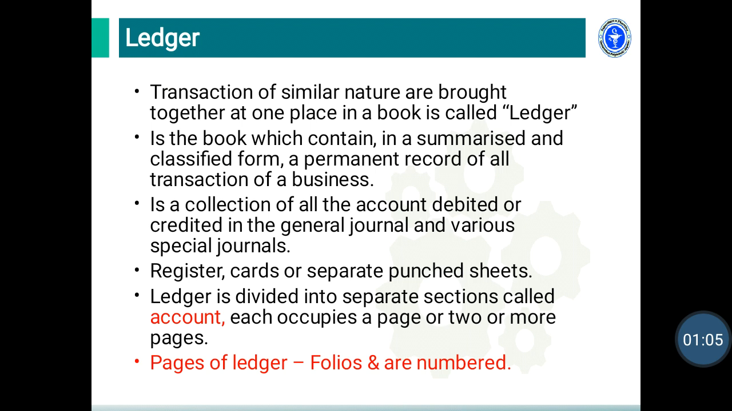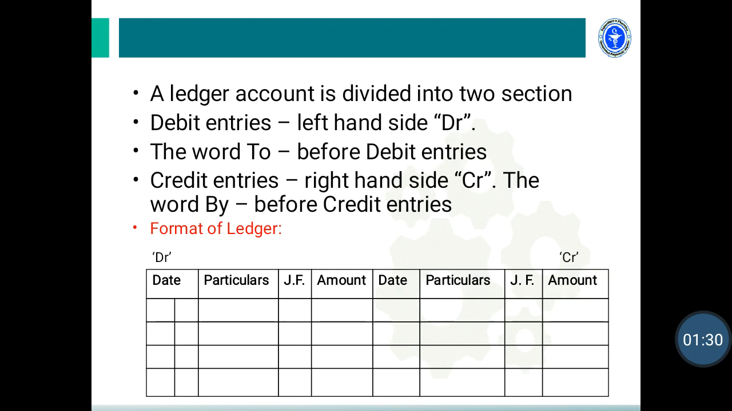For this, the register card or separate purchase sheet is prepared. Ledger is divided into separate sections called accounts, and each account occupies a page or two or even more pages. The pages of a ledger are called folios and are numbered. It is easy to find any account in a ledger by going through the alphabetical index which is provided on the front page.